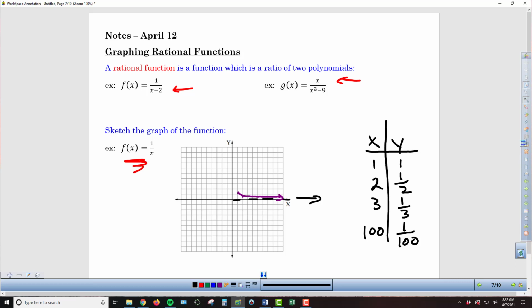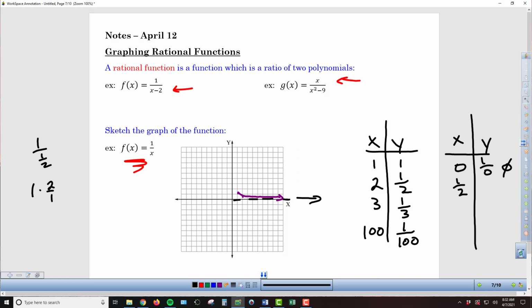But what happens if we continue with the t-table and we inch closer to the y-axis? So for example, if I try to plug in 0 for x, I run into a problem because I get 1 over 0, and we know we're not allowed to divide by 0, so that's undefined. So I'm not allowed to plug in 0. But what happens if I plug in something pretty close to that? So let's say we plug in 1/2 for x. Well, 1 divided by 1/2, I can rewrite that as 1 times the reciprocal. So instead of dividing by 1/2, we can multiply by 2 over 1, so we get an output of 2.